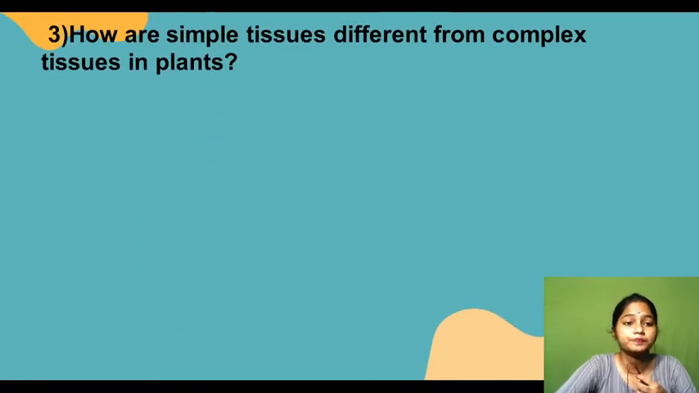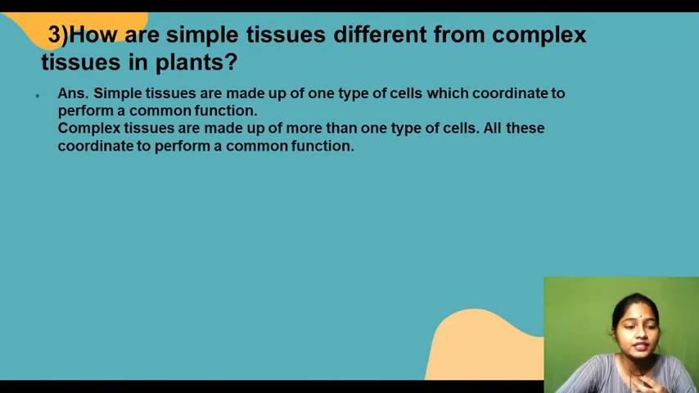Now moving to the next question. Question number 3. How are simple tissues different from complex tissues in plants? Can you recall, we have divided plant tissues into simple tissues and complex tissues. So what is the main difference between them, my dear kids? See, simple tissues are made up of one type of cells which coordinate, which means they work together to perform a common function. Same function they perform. They are made up of similar type of cells.